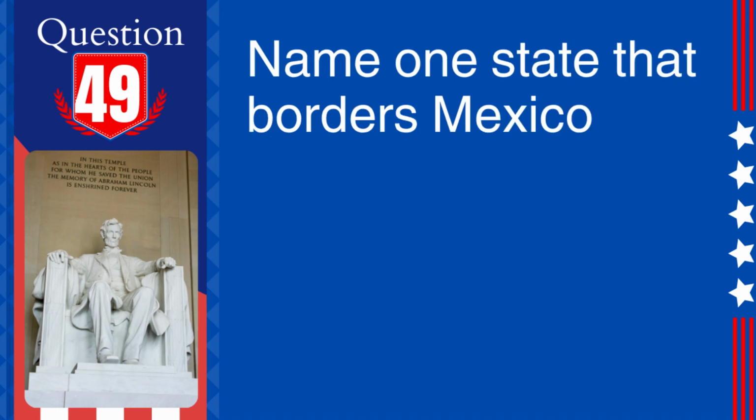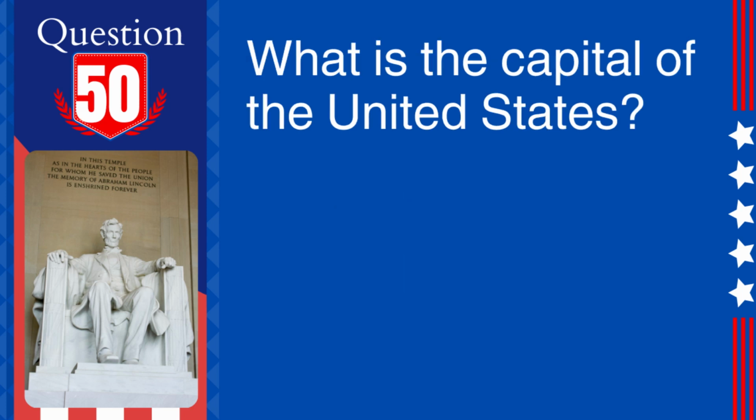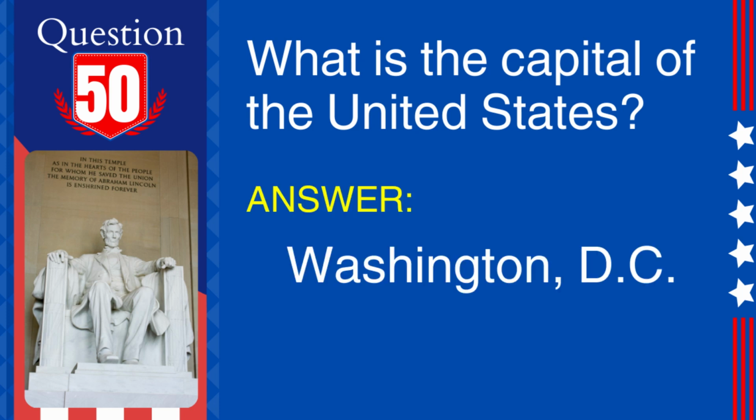49. Question: name one state that borders Mexico. Answer: Texas. Explanation: Texas is one of the U.S. states that shares a border with Mexico. 50. Question: what is the capital of the United States? Answer: Washington, D.C. Explanation: Washington, D.C., formerly the District of Columbia, is the capital city of the United States and houses the federal government's primary institutions.